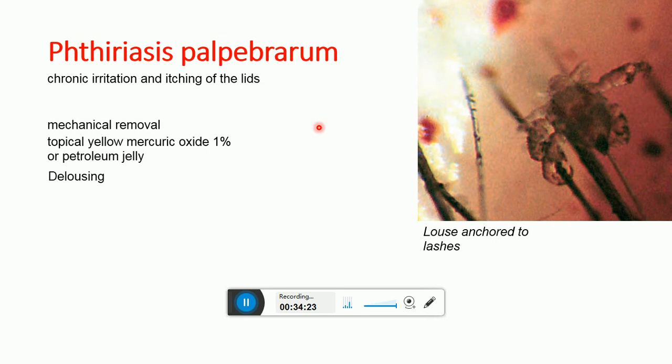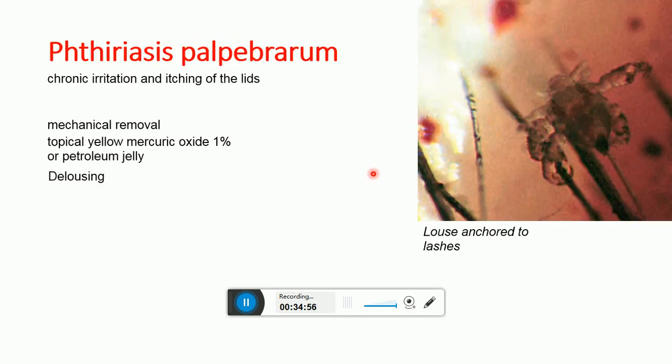Symptoms consist of chronic irritation and itching of the lids, but the lice are often an incidental discovery. Conjunctivitis is uncommon. Lice are readily visible, anchored to lashes. As you can see in the picture, lice have 6 legs rather than the 8 possessed by ticks. Ova and their empty shells appear as oval, brown, opalescent pearls adherent to the base of the cilia.